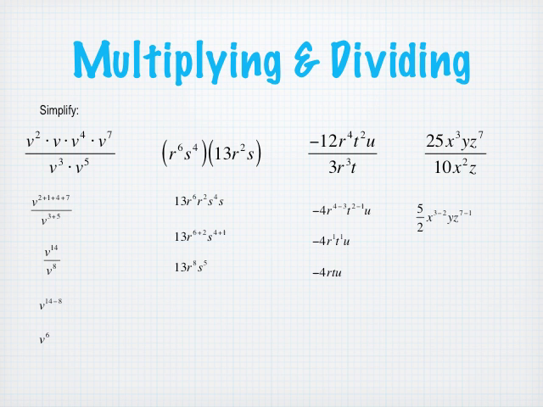Last one, 25 over 10 simplifies to 5 halves. My x's, 3 on the top, 2 on the bottom, so 3 minus 2 are left. Y is just, there's nobody to combine them with. And my z would be 7 minus 1. The exponent would be 7 minus 1. Simplified, 5 halves, x, y, z to the 6th.